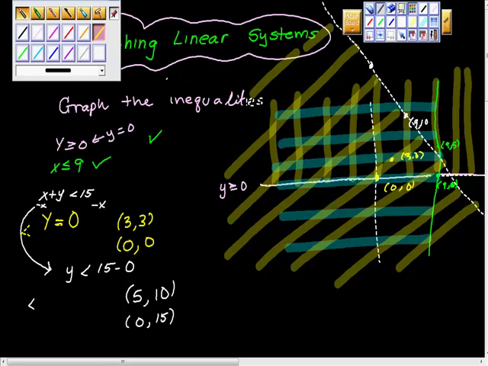Now, what I'm hoping you're noticing is that this thing got really complicated looking, didn't it? And so does the line count? The line doesn't count, right? So the line doesn't count.